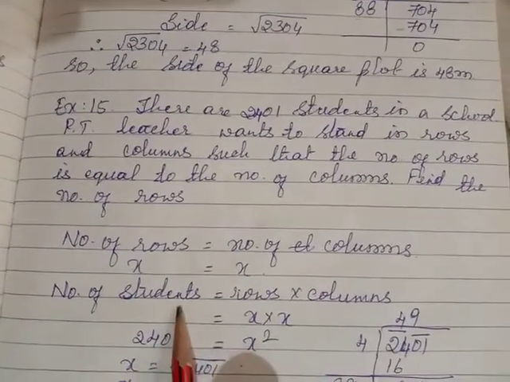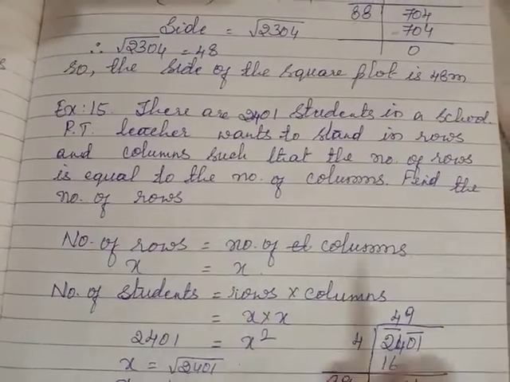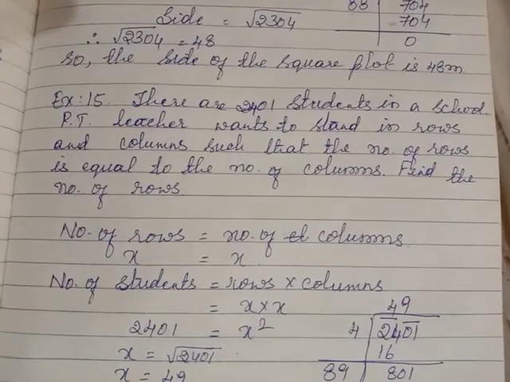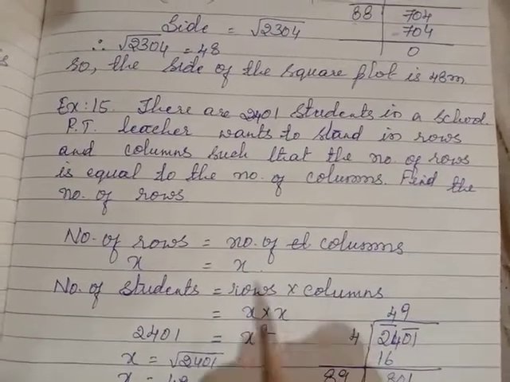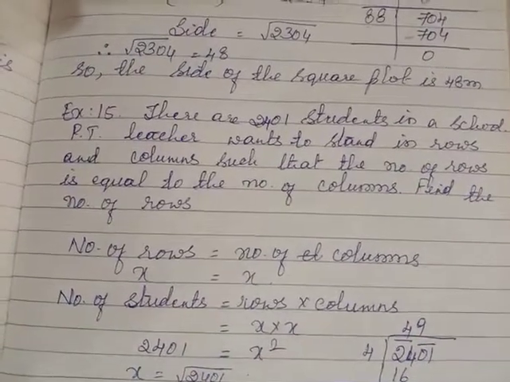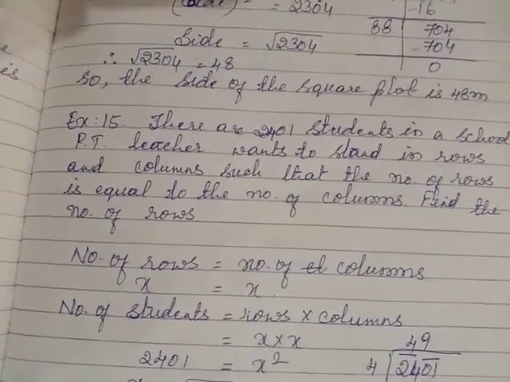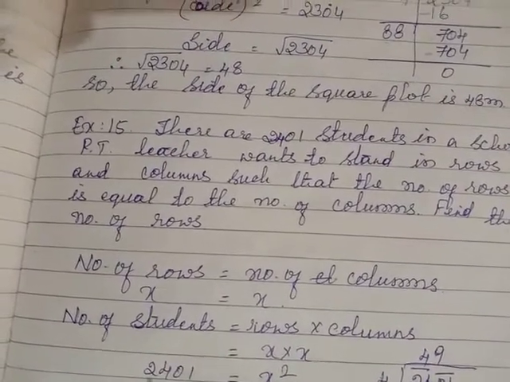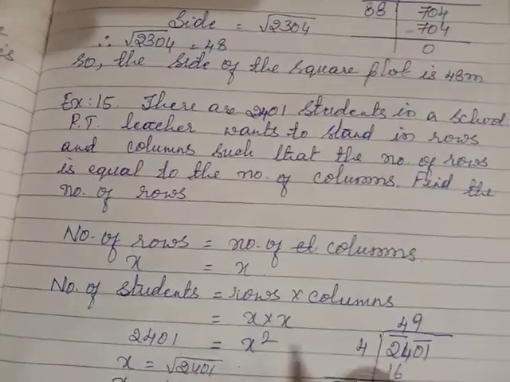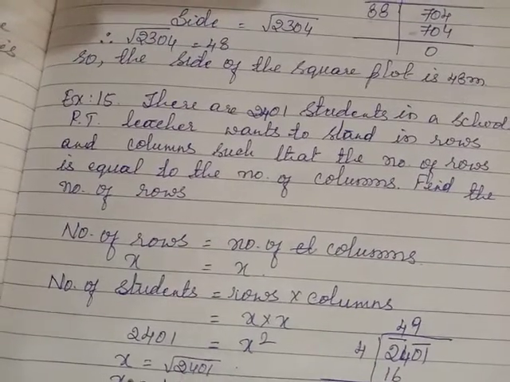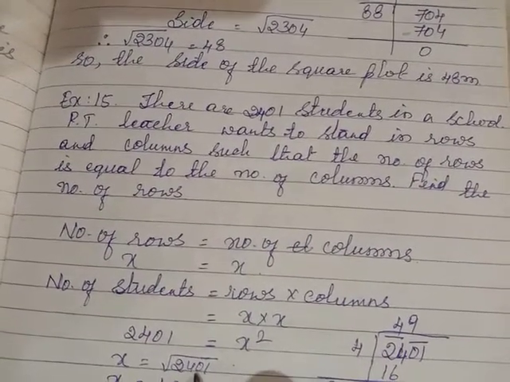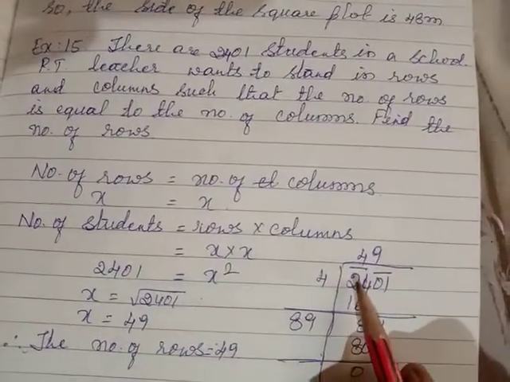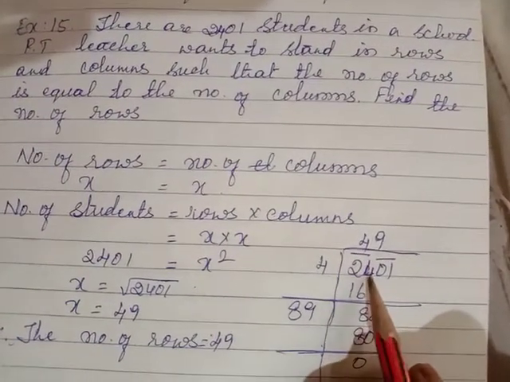Number of students is equal to what you get then. See, students are standing like this, in rows and columns. So the number of students will become rows into columns, that is x into x. Number of students how many? 2401. That is equal to x into x, x square. x is equal to the square root of 2401. Then we have to divide by the division method.